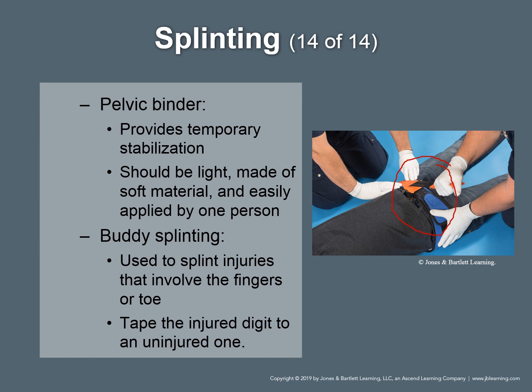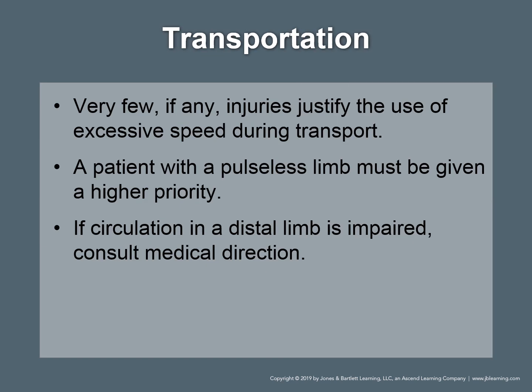And buddy splinting, for fingers and toes, you just splint them together. So if you had a broken finger, you'd splint the broken finger with one that was straight. And you typically just put a couple pieces of tape on there and splint them together.